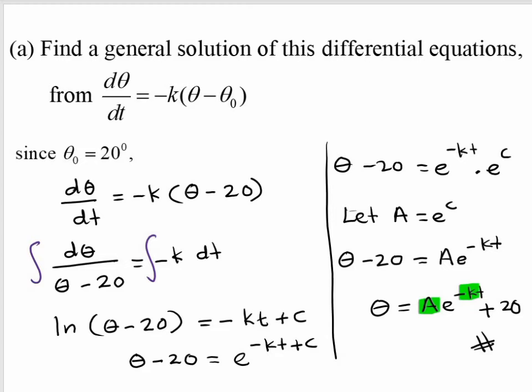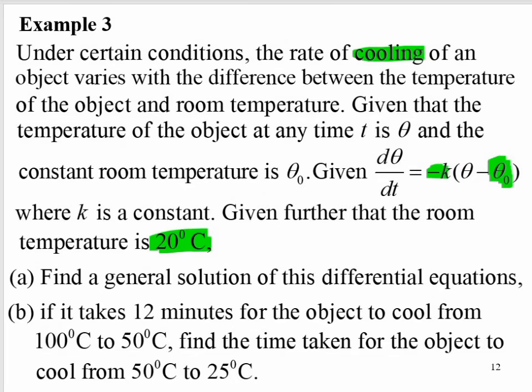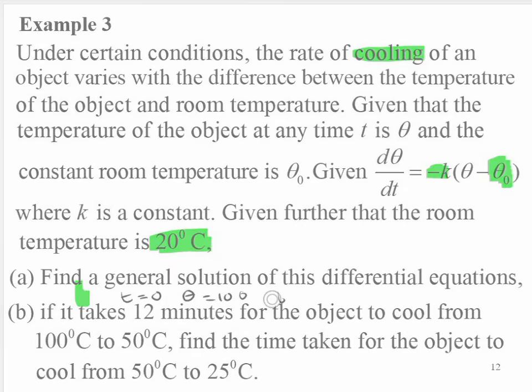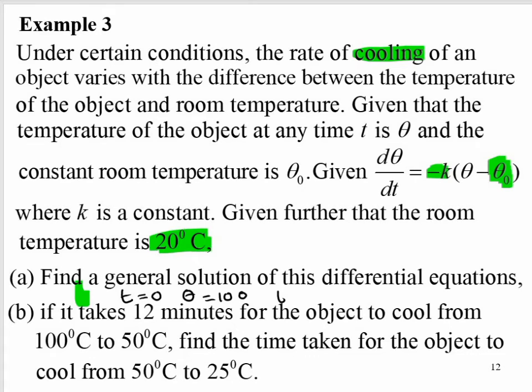So let's look at our question. What is the information given here? If it takes 12 minutes for the object to cool from 100 degrees Celsius to 50 degrees Celsius, that means when t equals 0, theta is 100. And then when t equals 12, the temperature cools to 50 degrees Celsius. So these are two pieces of information that we have, which we can use to find the value of A and the value of k.